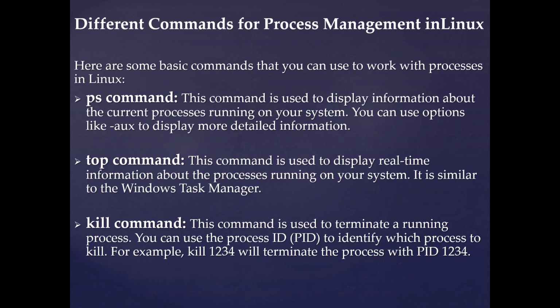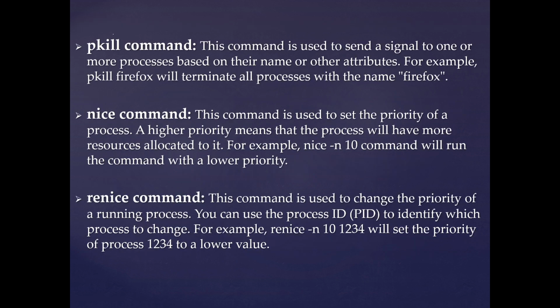And third is the kill command. This command is used to terminate a running process. You can use the process ID to identify which process to kill. For example, kill 1234 will terminate the process with PID 1234. And fourth is the pkill command. This command is used to send a signal to one or more processes based on their name or other attributes. For example, pkill Firefox will terminate all the processes with the name Firefox.